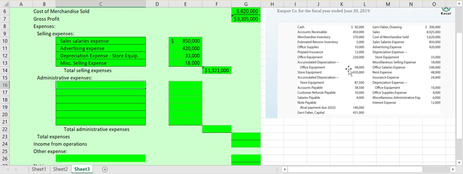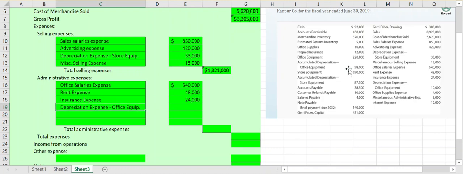We now have some administrative expenses. So we have our office salaries expense in total of $540,000. We have rent expense. If it doesn't say that it's on our store, then we can put it into administrative, $48,000. Insurance expense for $24,000. We also have a depreciation expense here, but now it says on our office equipment.